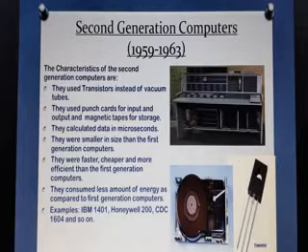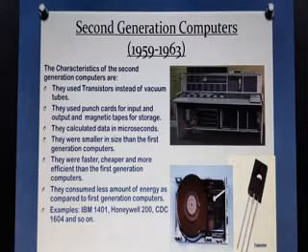Now we are discussing the characteristics of second generation computers. The very first characteristic is that it was based on transistors used for circuitry instead of vacuum tubes. As we have already learned, the first generation of computers used vacuum tubes, but unlike the first generation, second generation used transistors for circuitry.